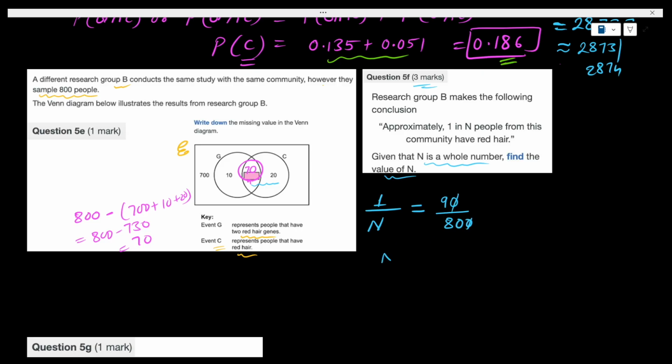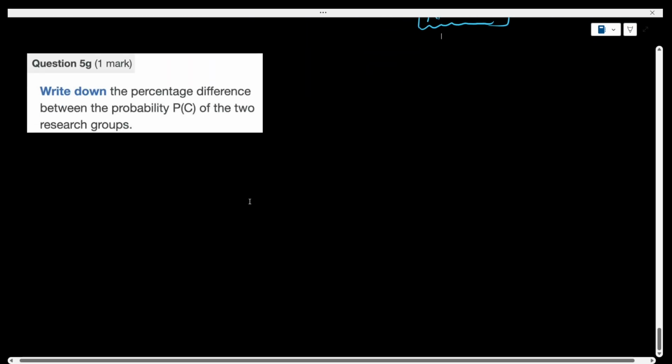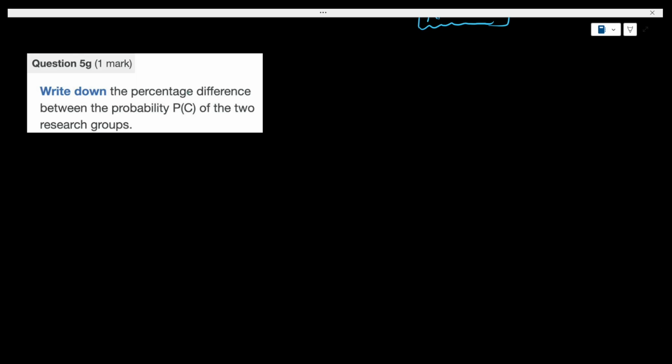Now to make n the subject, it will be 800 by 90, which is 80 by 9. If I do 80 by 9, we get 8.888, which you round up because the number of people cannot be a decimal, so it is going to be 9. So n is approximately 9.